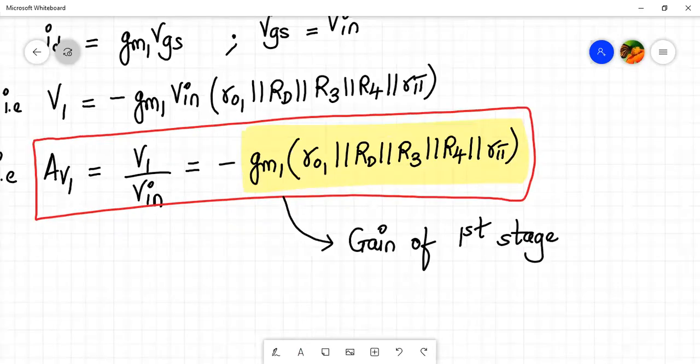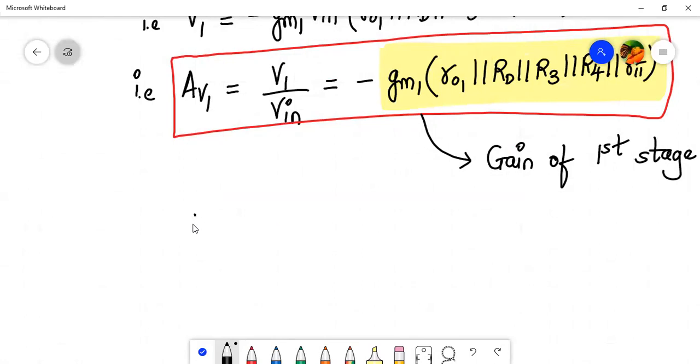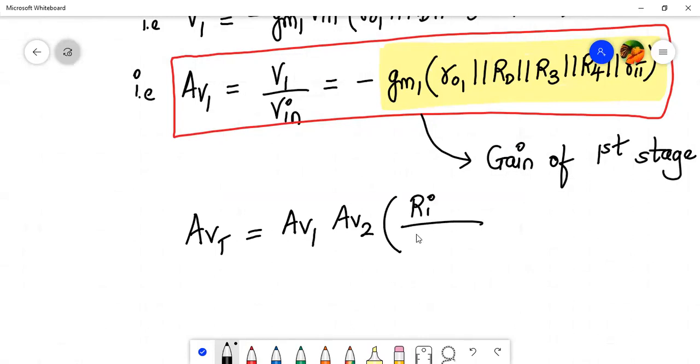So what is the overall voltage gain now? Now that we have the expression of AV1 and AV2, so total gain, or we can write it as AVT, will be equal to AV1 into AV2 into Ri upon Ri plus Rsig.